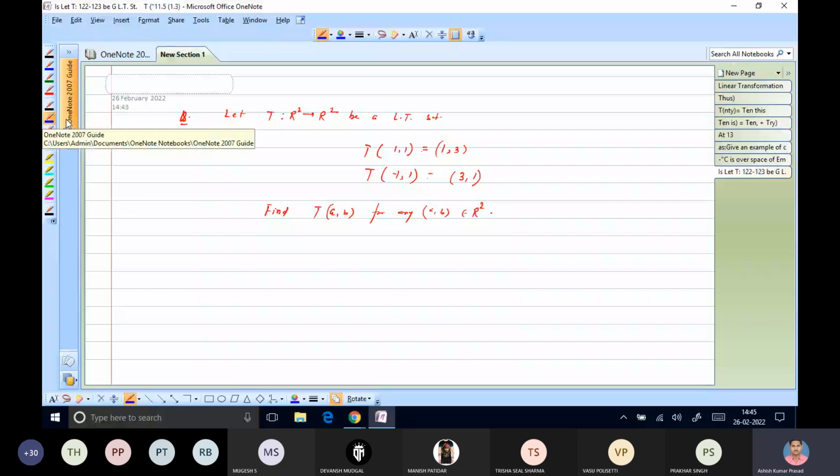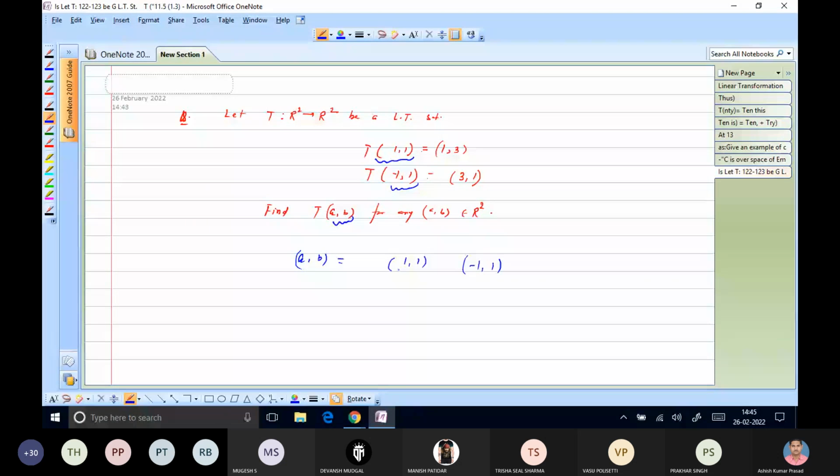First of all, what are the things which I know? We know (1,1) and we know (-1,1). And see, (1,1) and (-1,1) form a basis for R square. These are linearly independent and can span any element of R square. So specifically it will span (a,b). Suppose I want to express (a,b) as a linear combination of (1,1) and (-1,1). Then what I have to find? I have to find x and y, which when substituted here will provide you (a,b). Right? So x and y you have to find.